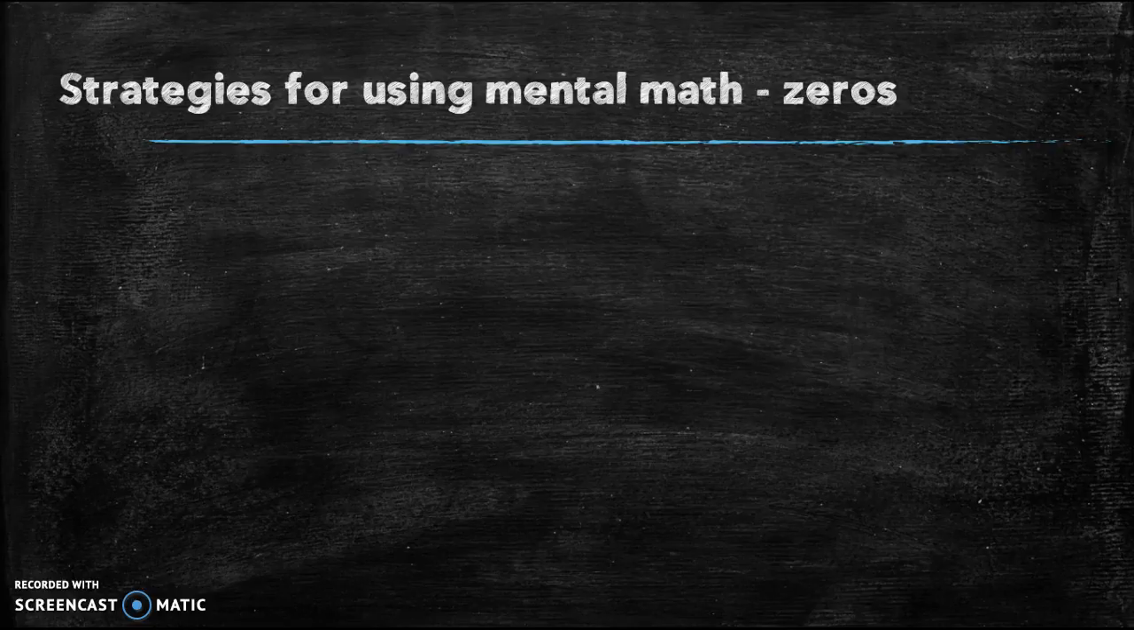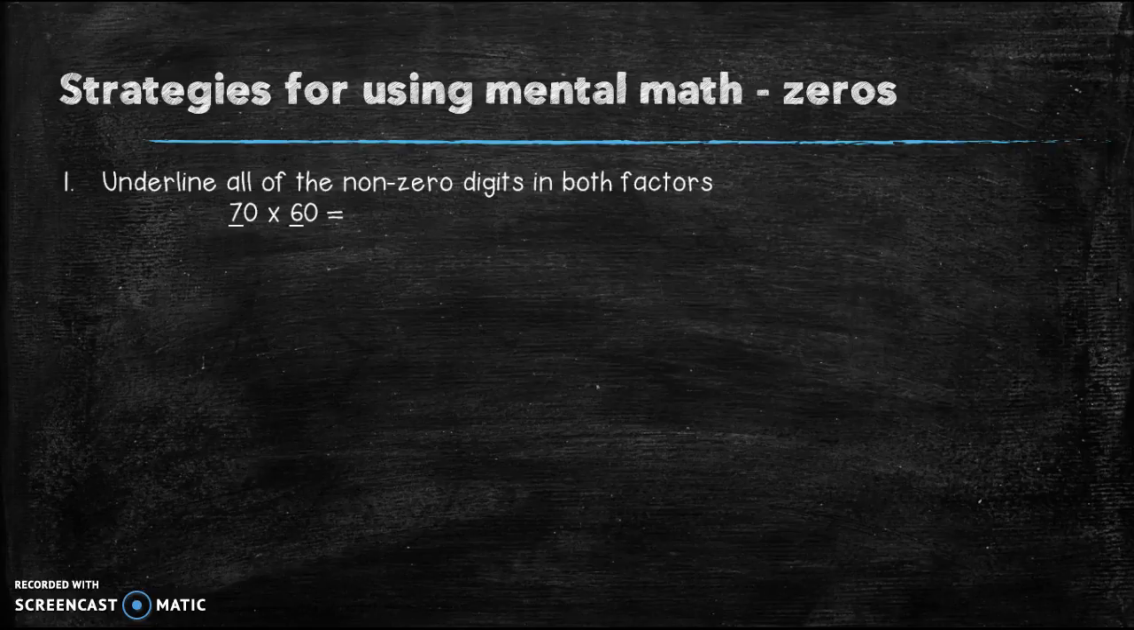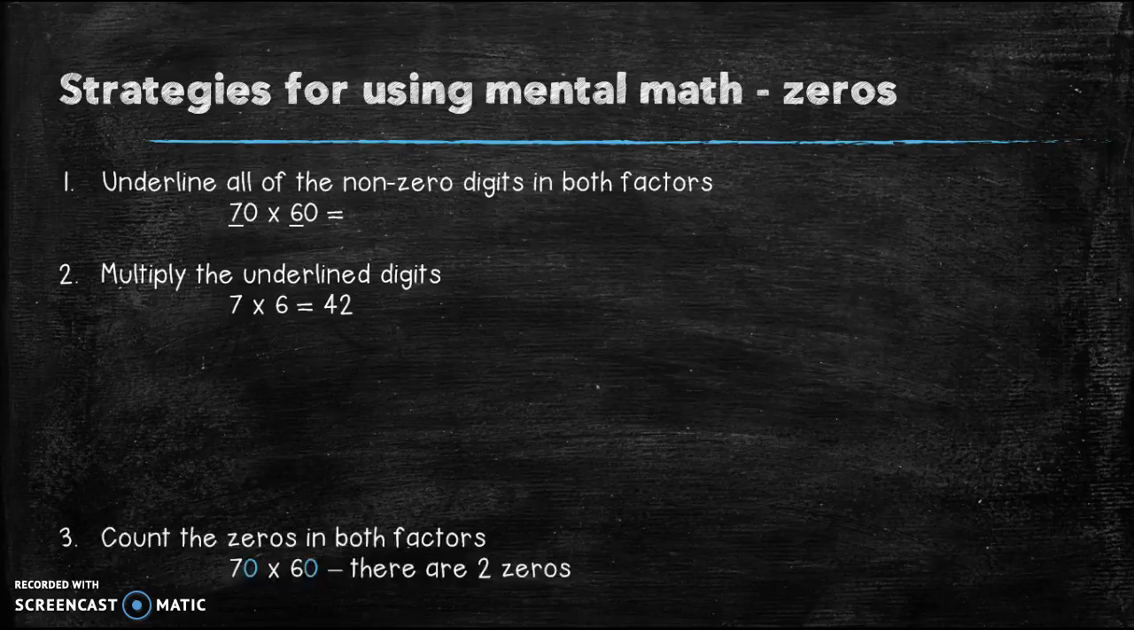Here we're talking about zeros. We talked about this a little bit in yesterday's lesson too. So first, in this problem, 70 times 60, we're going to underline all of the non-zero digits in both factors. So we'll underline the 7 and the 6. Then we're going to multiply those together. 7 times 6 equals 42.